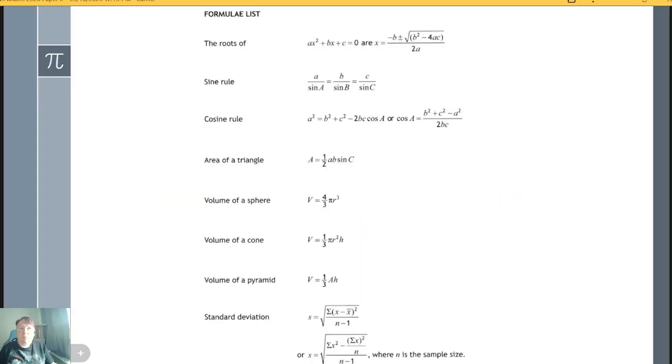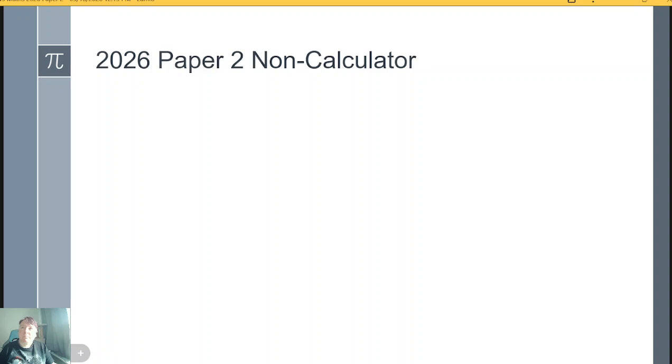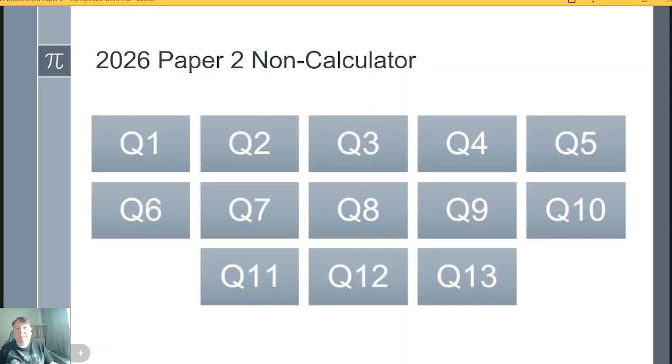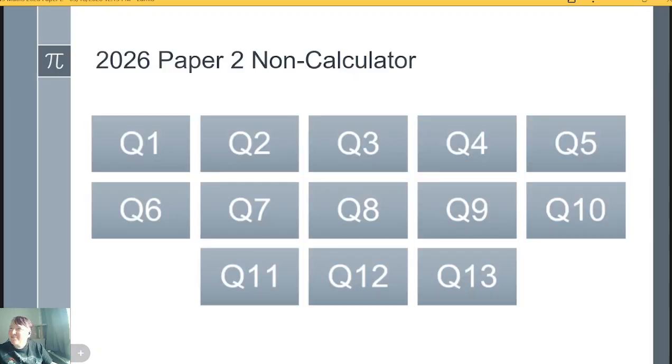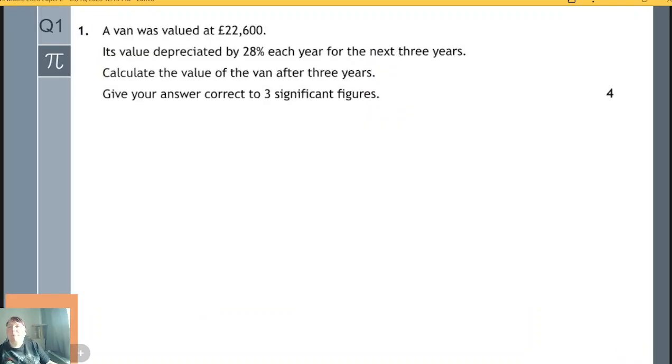In Paper 2, we're going to be using our formula list, so where necessary, I have clipped the relevant formula and added it into the page so you can see what's going on without us having to keep flipping back. This is the calculator paper. There are 13 questions.